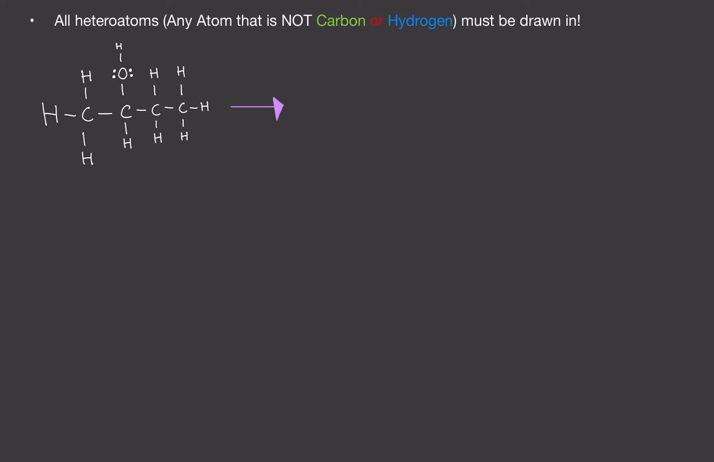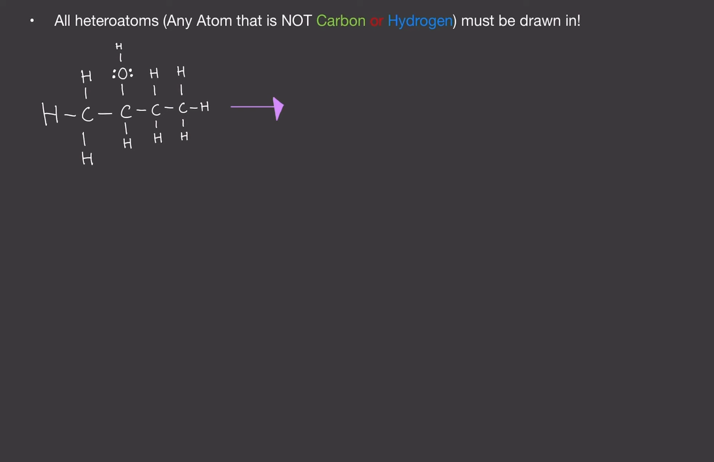All heteroatoms, any atom that's not carbon or hydrogen, must be drawn in. So how do you do this one? Well, remember, we have to first count how many carbons we have. You have 4: 1, 2, 3, 4. Then you draw the bond line structure, but remember, you have to draw it in a zigzag and starting with the number 2.